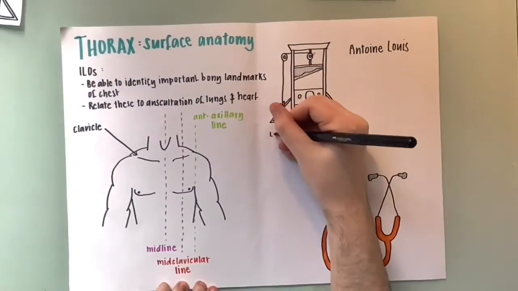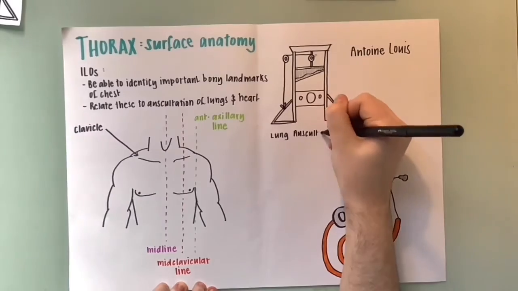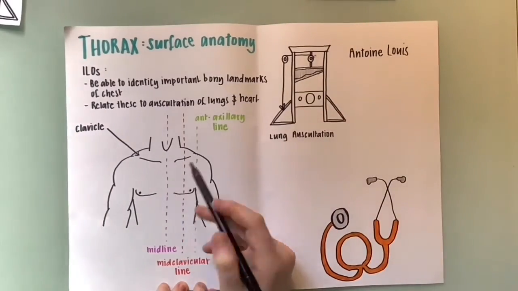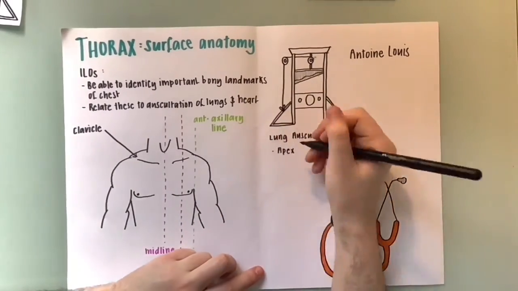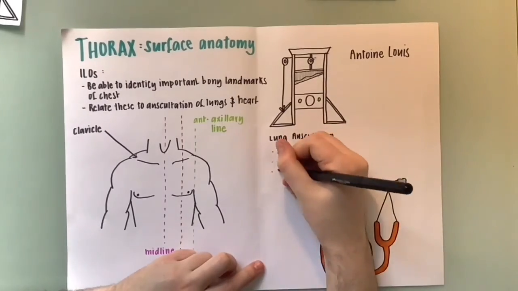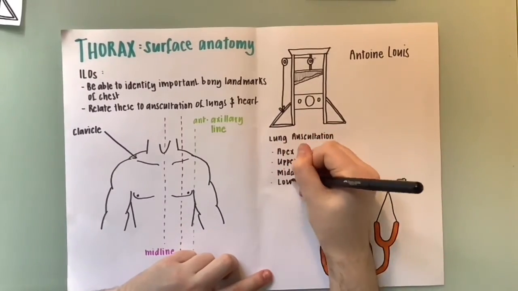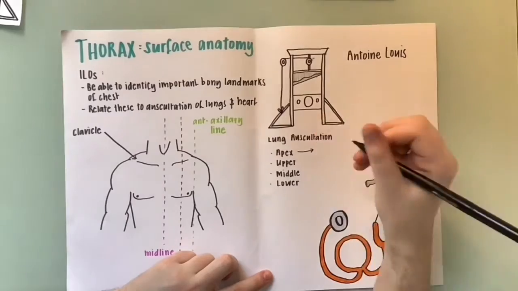So to start, we're going to look at lung auscultation, and we're going to look at this anteriorly only. When referring to the lungs in an examination, we typically refer to them as upper, middle and lower zones of the lung, because you can't be entirely sure where you're working with below.